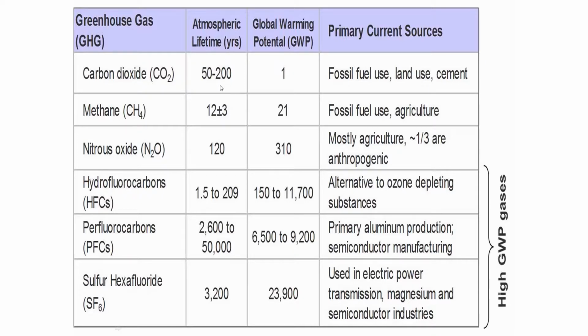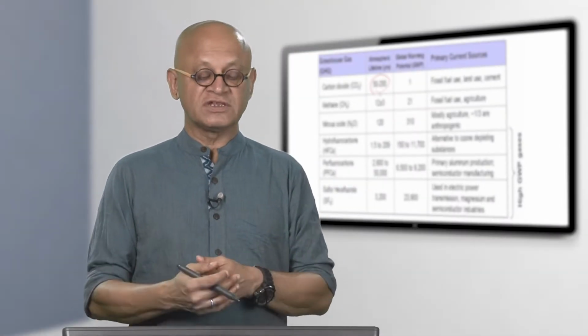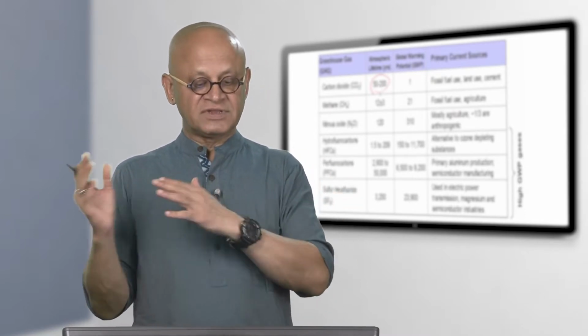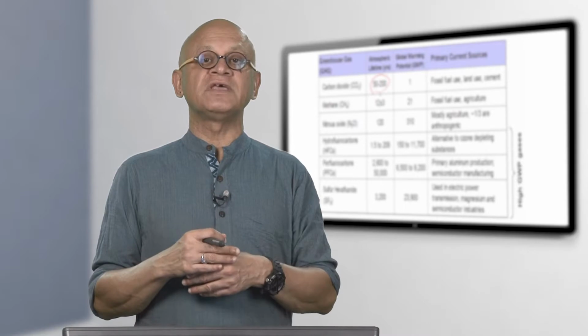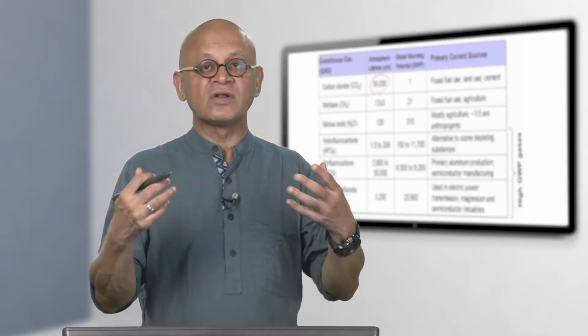So, carbon dioxide has a lifetime or a residence time of 50 to 200 years. Residence time is a scientific word which has a definition and there is a way to calculate it. You will have a separate module on it, but intuitively, once you put it into the atmosphere or water, how long does it stay?